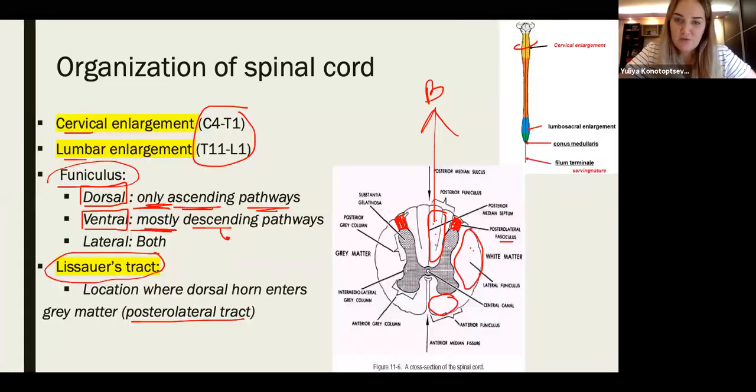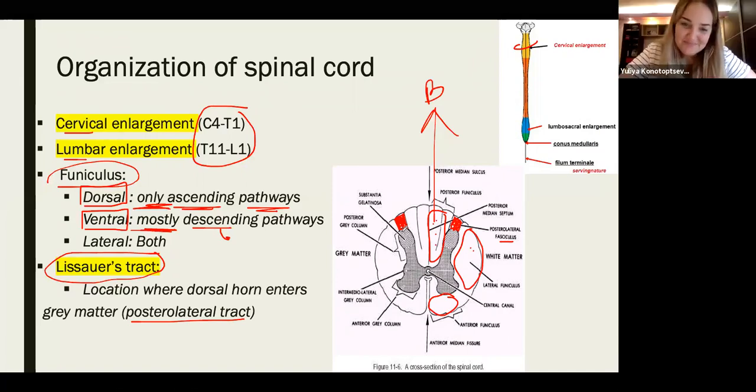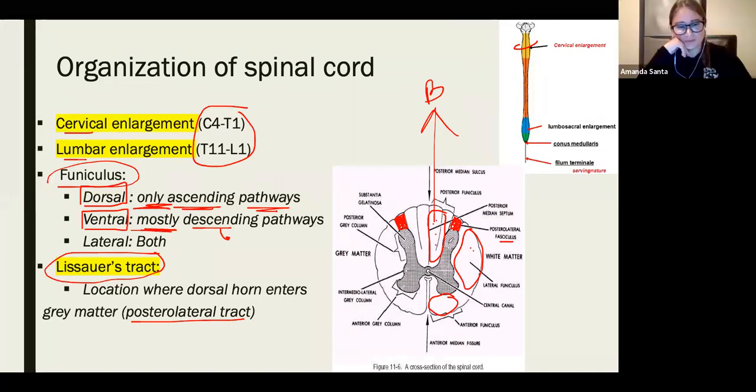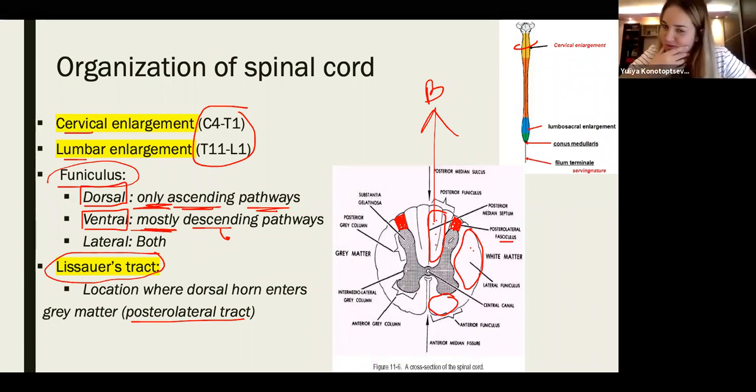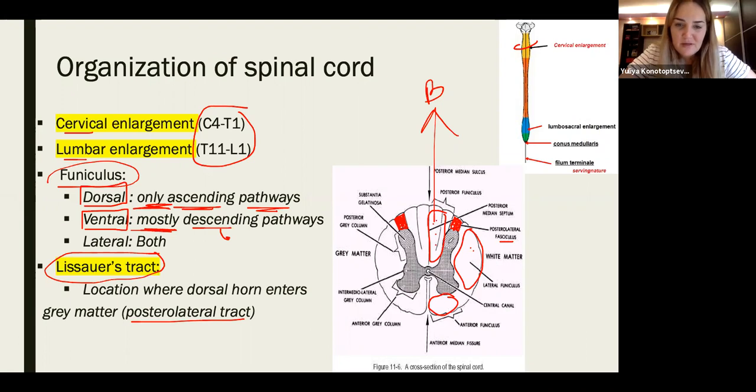So a question for you guys. What do you think is present in Lissauer's tract? Axons. Very good. Whose axons? That's the question. Whose axons are there? Take a look at its location. It's posterior and lateral. Sensory axons.